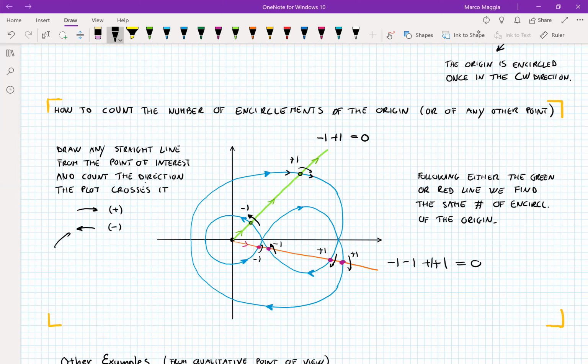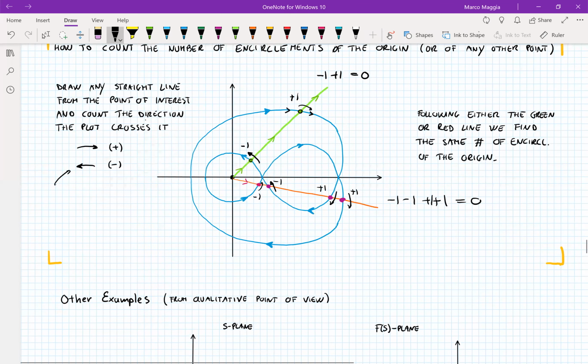So it doesn't really matter which line you're choosing. If you do so, you're always going to find 0 for this case. It means that the origin is encircled only 0 times, so none. Although it appears that it is encircled, one encirclement cancels out with the other one because one is in the clockwise direction and the other one is in the counterclockwise direction. So overall, there's no encirclement of the origin. So this trick is very useful, I believe.